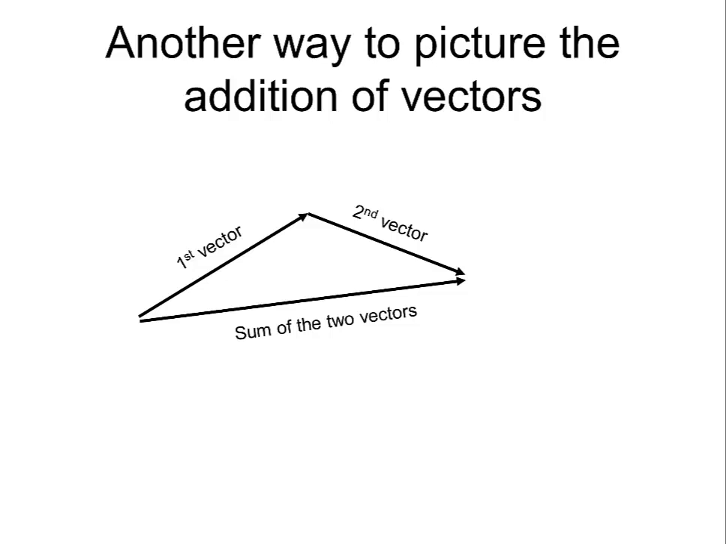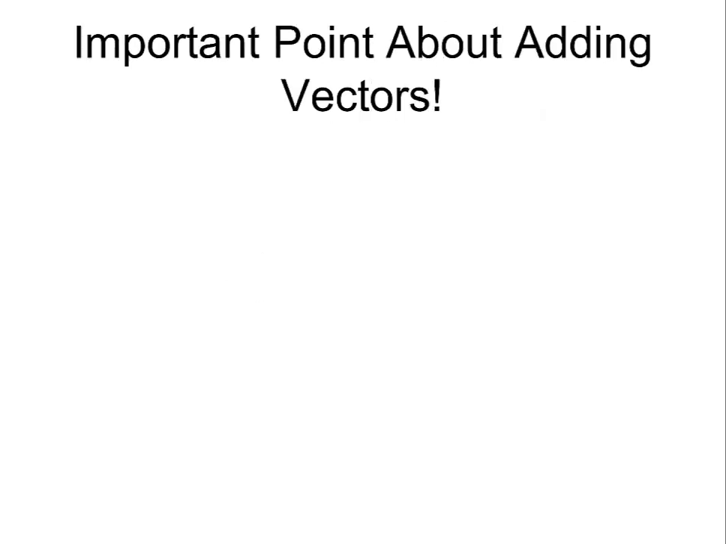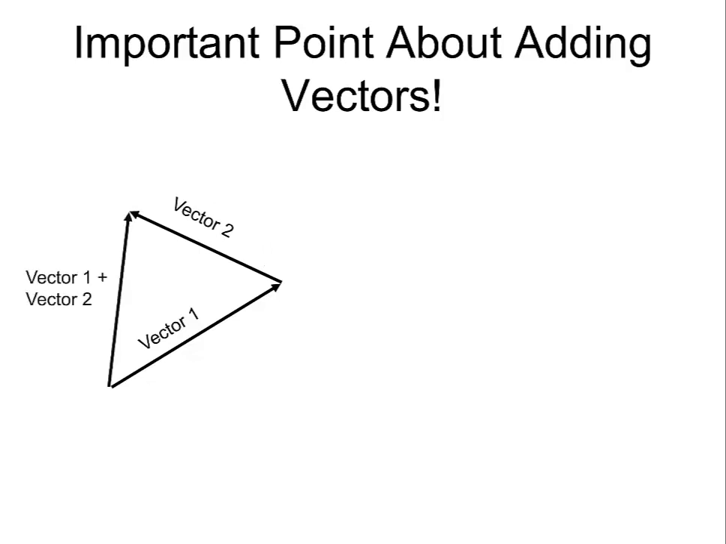Let's look at an important point about adding vectors. First, the correct head-to-tail addition method. These are vectors that point in different directions now. That gives vector 1 plus vector 2, the sum of the two vectors. Now, let me show you an incorrect way to add vectors.